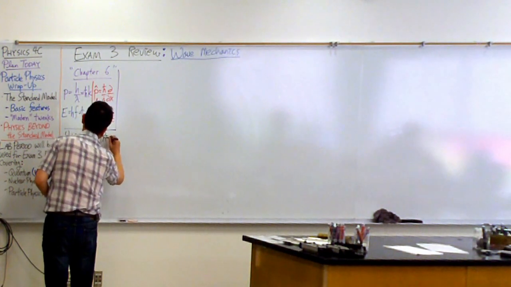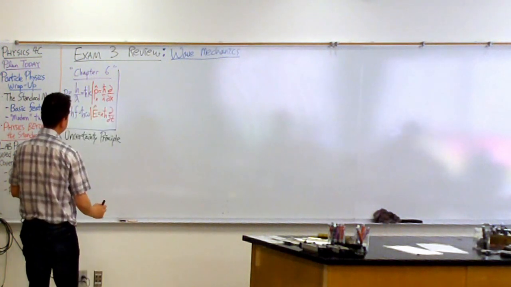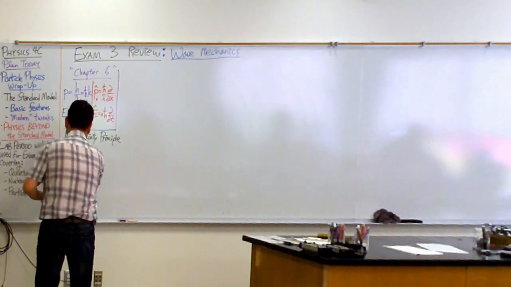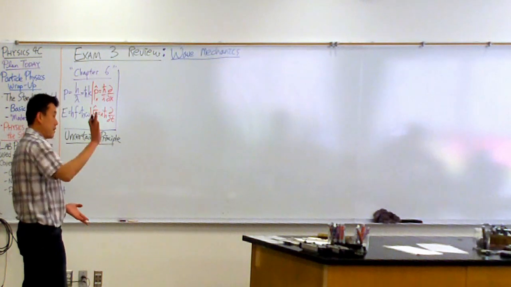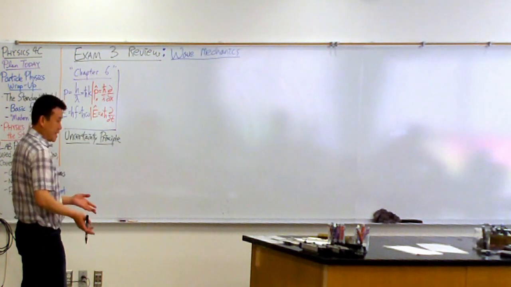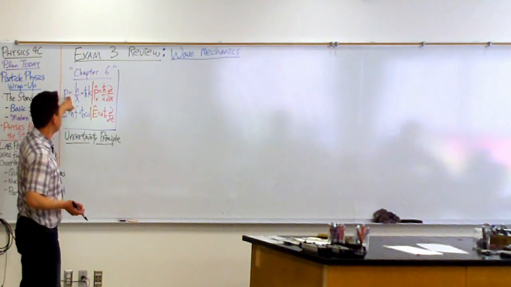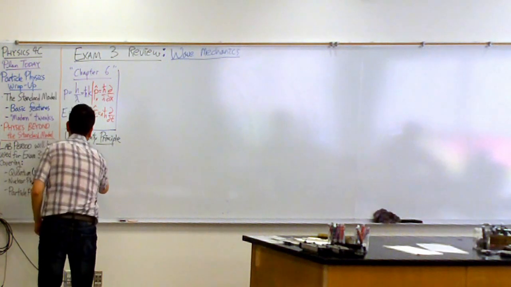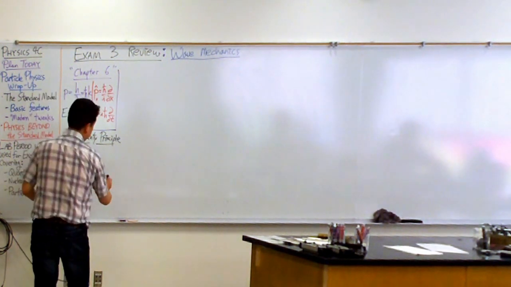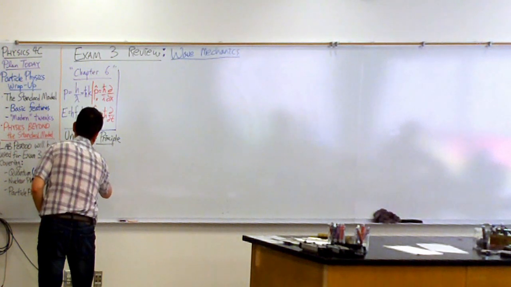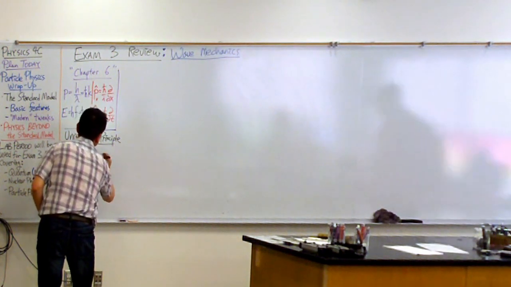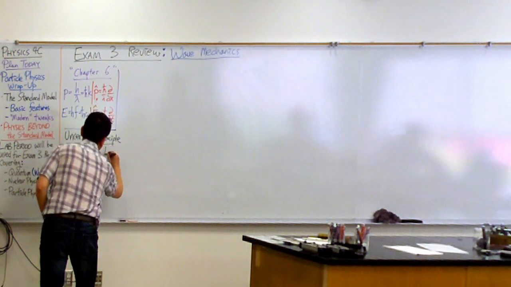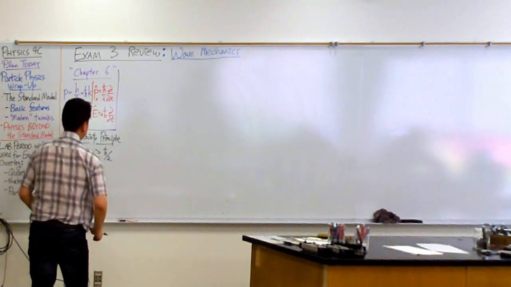Uncertainty principle. Actually, it works the other way. So the one that you actually had to know for exam 2, the basic uncertainty principle, is the one involving momentum and position. The uncertainty in momentum times the uncertainty in position is greater than or equal to h bar over 2.